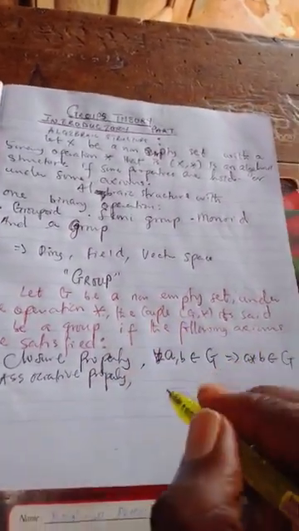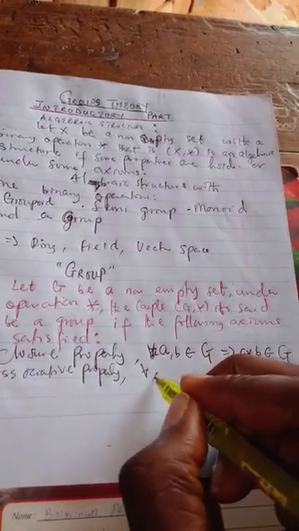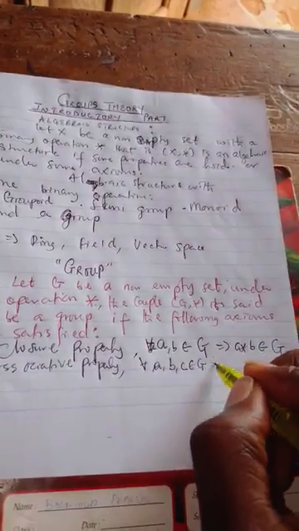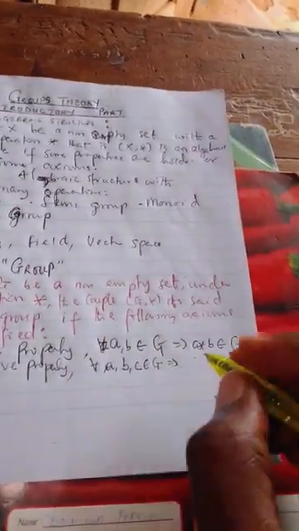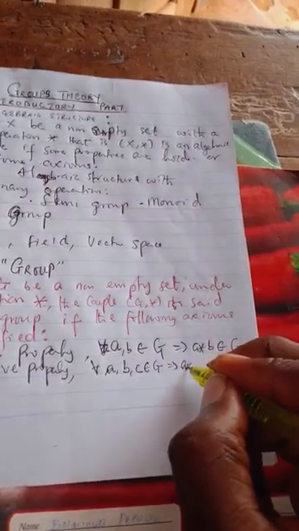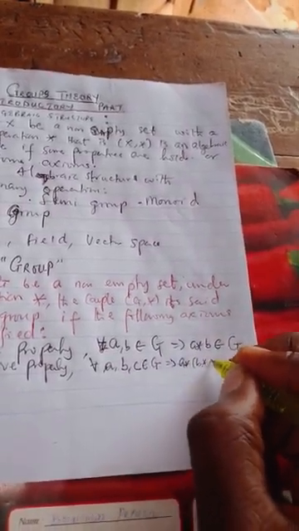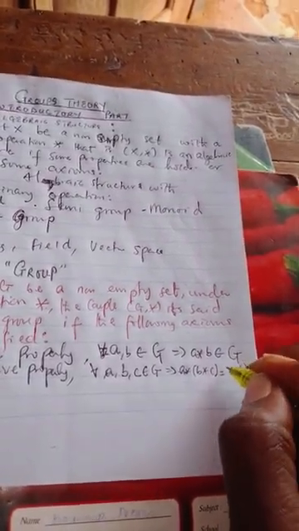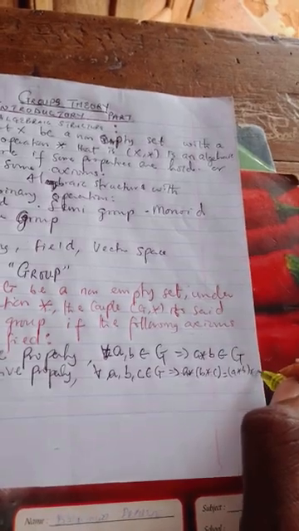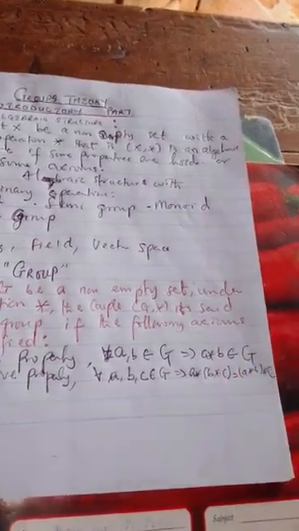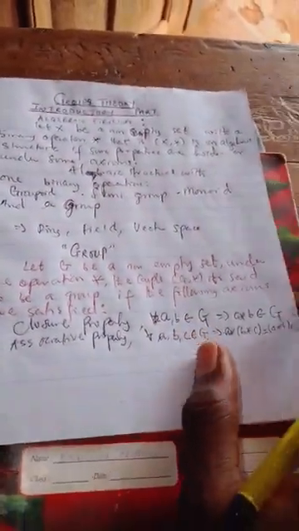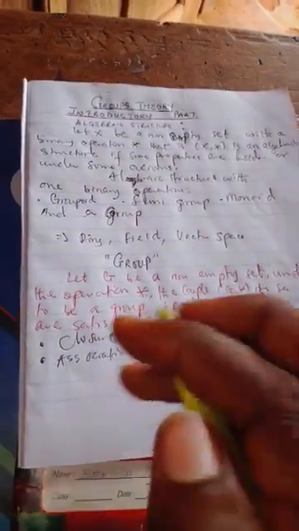Associative property, that is, for all A, B, C a member of G, implies that A asterisk B asterisk C is equal to A asterisk B asterisk C. So if they are equal, then we said it is associative.